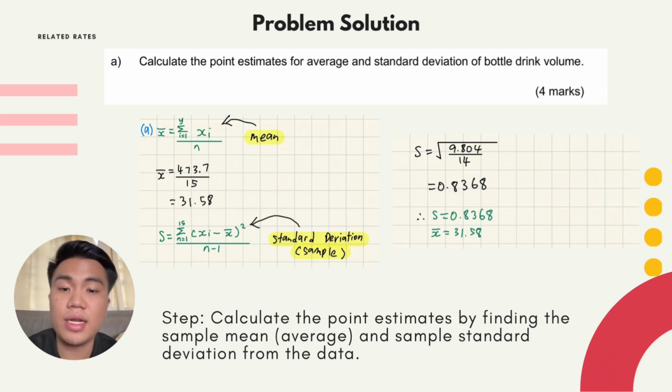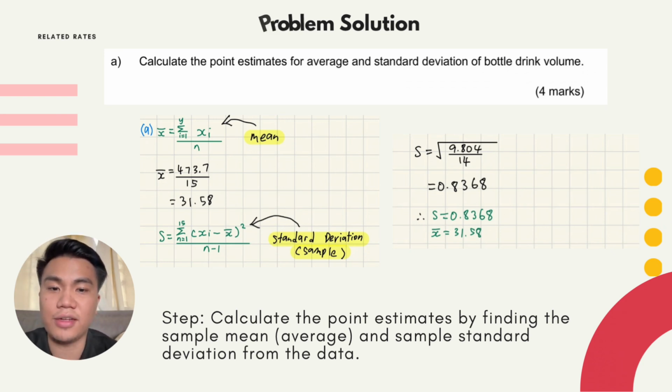Next, for the standard deviation, I use the formula for the sample standard deviation S, which is the square root of the sum of x minus mean, bracketed and then squared, over n minus 1. My calculation shows that the sum of the square differences from the mean was 9.804. I divided this by n minus 1, which is 14, and then took the square root. This resulted in my calculated sample standard deviation of 0.8368.